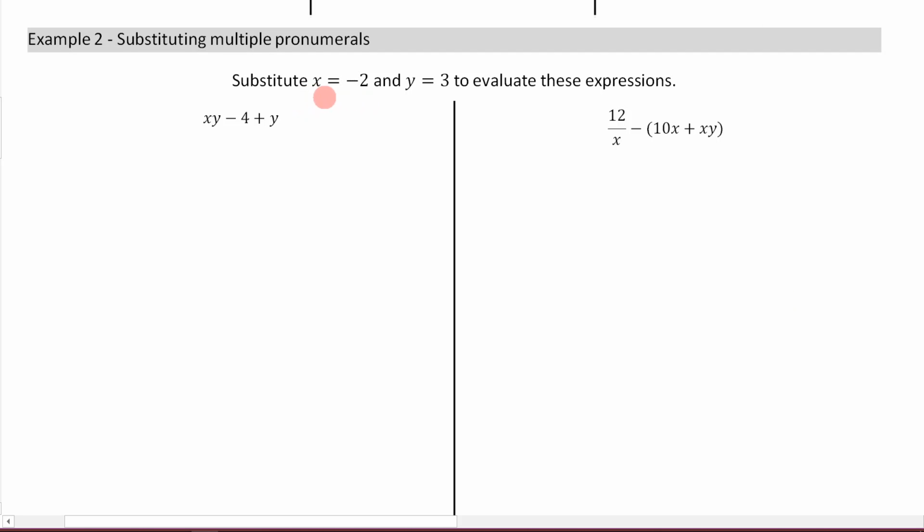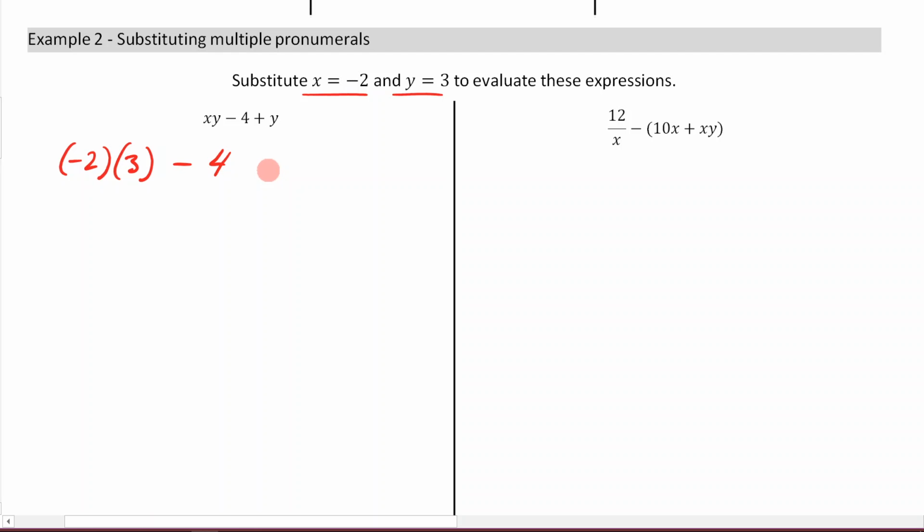Alright, so we're substituting in x is equal to -2 and y is equal to 3 to evaluate these expressions. So to do this, how are we going to approach it? I'm simply going to sub in my values that I know. So in this x spot, I'm going to put in -2. In the y spot, I'm going to be putting in 3. And see how I'm writing it there. I'm not putting in that multiplication sign. I'm rather just putting them both into brackets. And this is the convention as you go through high school.